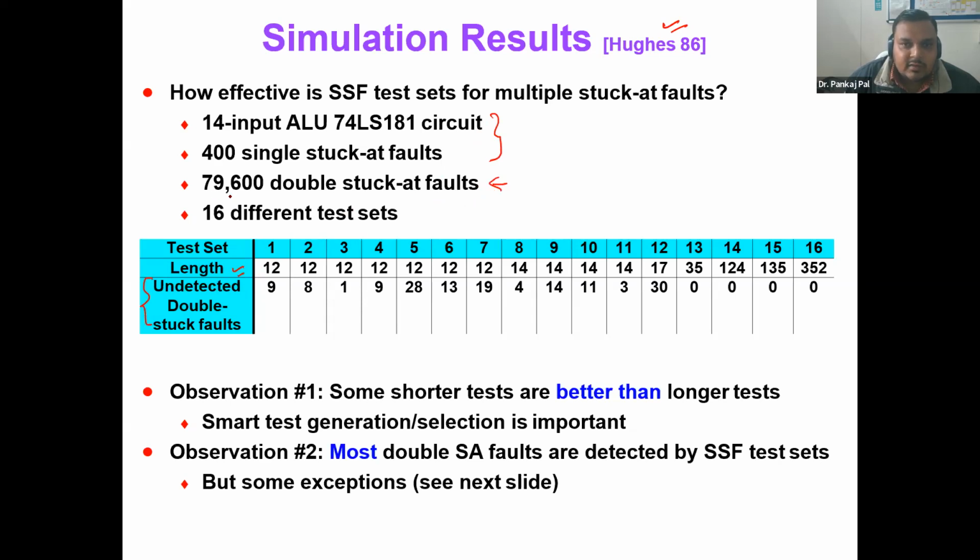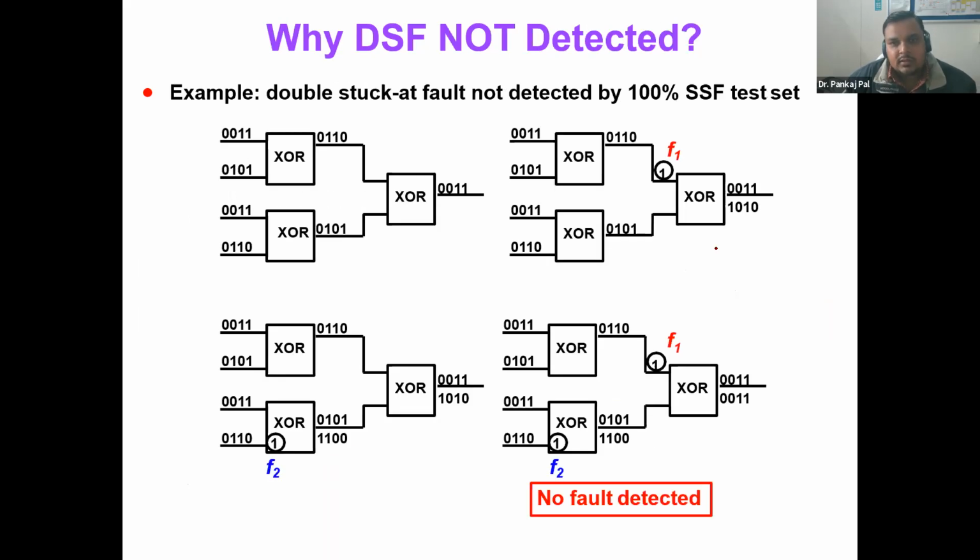You can see there are 79,600 double stuck-at faults. They applied the single stuck-at fault model, and you will see that in a test pattern of length 12, there are 9 undetectable double faults. And in some of the logic, you will see there are no multiple stuck-at faults undetected. All of them are detected by the single stuck-at fault tests, and that is why the single stuck-at fault model is a better, feasible approach. That is why we go for the single.